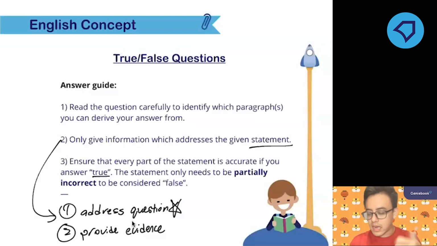For example, I have a statement: John likes eating candy and playing football. If John likes eating candy, that's true, but he doesn't like playing football, you still can't write true. You must write false. As long as one part of that statement is not true, you have to write false. So it's a lot easier to be false than it is to be true. Everything in the statement must be accurate for you to say true. If there is just a slight difference in meaning from one word, you have to write false.